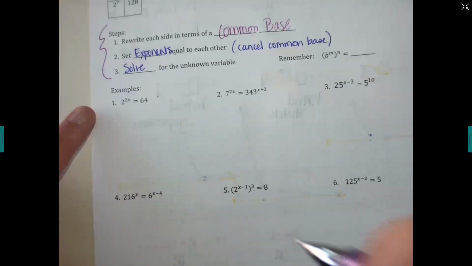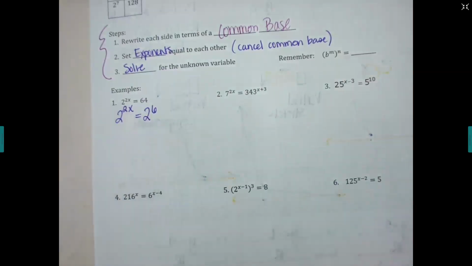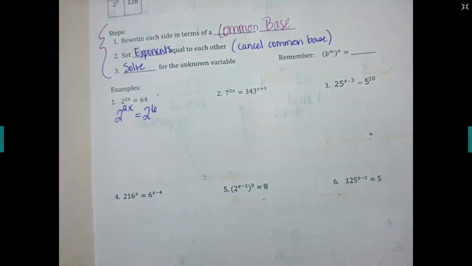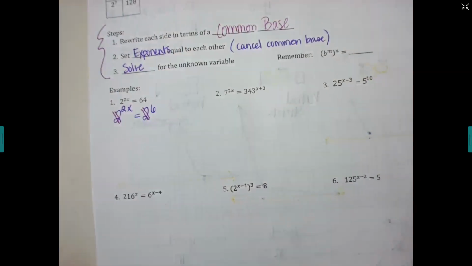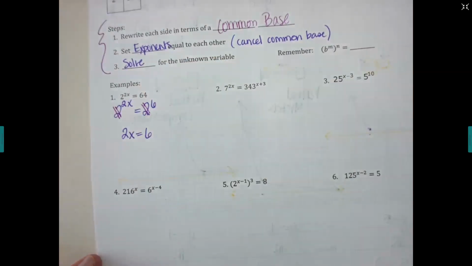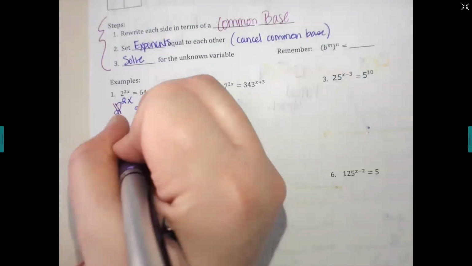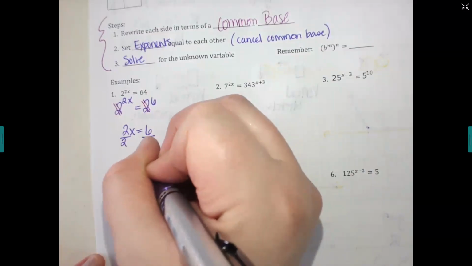So here's what you're going to do. You're going to do 2 to the 2x equals 2 to the 6. You're going to convert it so that both sides have the same big number as the base. Once you have that, you can cross the base out. As long as you're doing the same thing on both sides, you can continue solving. So now I have 2x equals 6. What would my next step be after that? Divide by 2 on both sides, and x would equal what? 3.